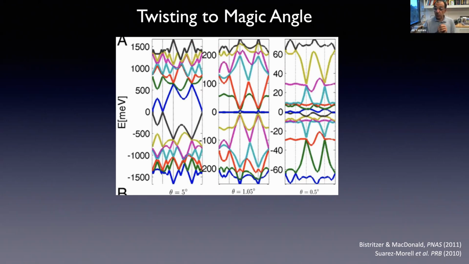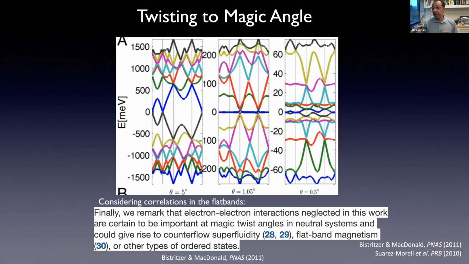But within this continuum model, which involves some assumptions, MacDonald and Bistritzer showed that at a very specific angle, you get this flattening of the bands, which is the blue lines here in the middle of the figure. So what's special about this? Well, I encourage students and others who are getting into a field to always go back to the original paper and read through to the end, because it always tells you where the discoveries come from.